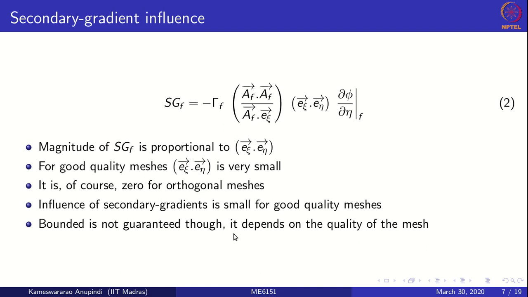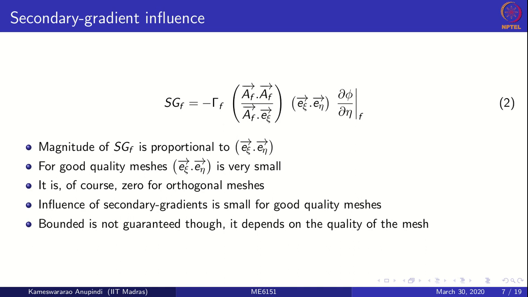For example, in the context of orthogonal meshes, we said boundedness is always guaranteed, right? Irrespective of the mesh, I mean, of course, the mesh is always orthogonal, okay? But in the context of non-orthogonal meshes, boundedness is not guaranteed. But if you have a good quality mesh, the influence of secondary gradients is small. As a result, you would not get very large oscillations in the solution, okay? So that is the influence of secondary gradient. Alright, so that answers our first question, why boundedness is not guaranteed if you have a non-orthogonal mesh.